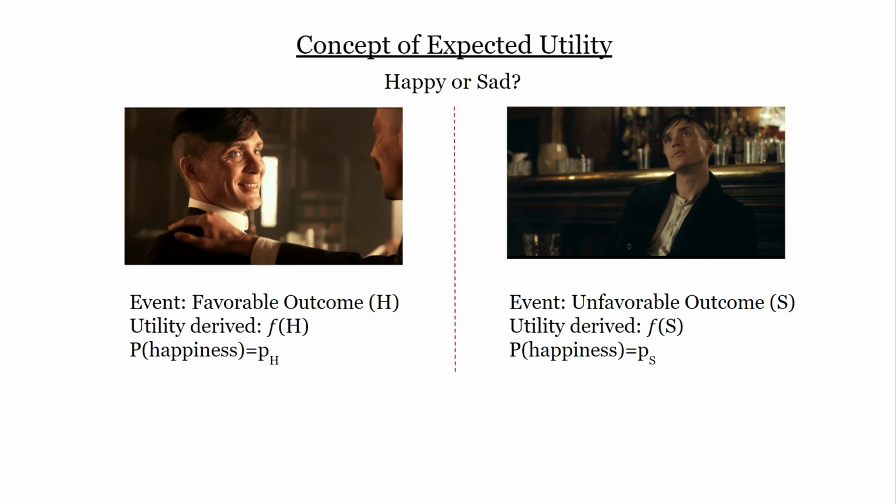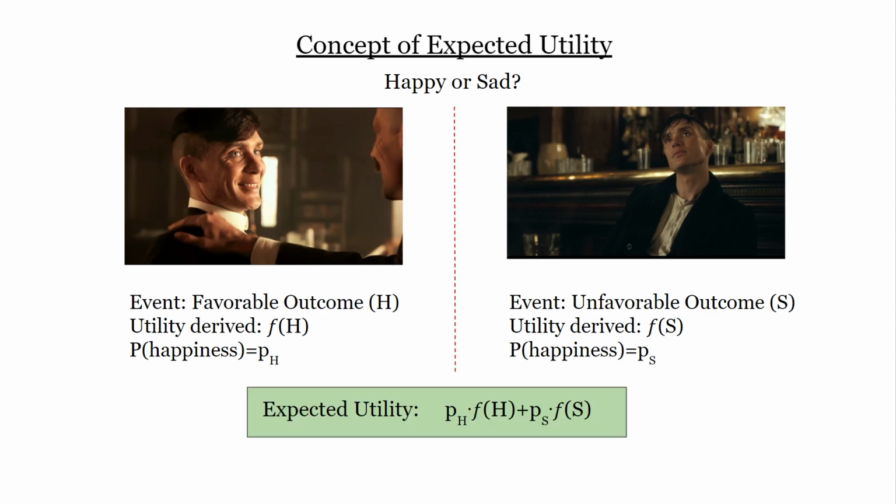In expected utility, we say that there are two types of events: a favorable outcome H, which is happy, and an unfavorable outcome S, which is sad. You derive utility f(H) and f(S) from each case. H and S are simply the random variables connected with happiness and sadness, and your probabilities of being happy and sad are pH and pS respectively. Your expected utility, very similar to expected wealth, is the sum of random variables multiplied by their probability: pH f(H) plus pS f(S). These types of utility functions are called Neumann Morgenstern utility functions.